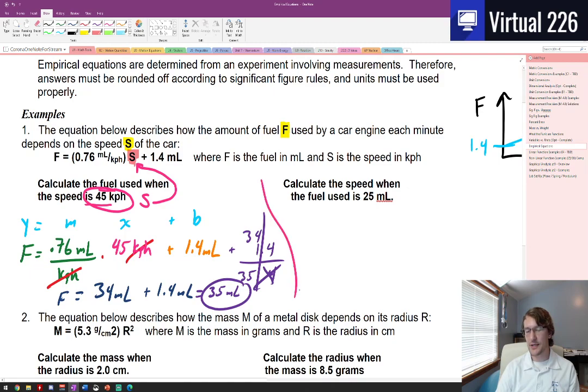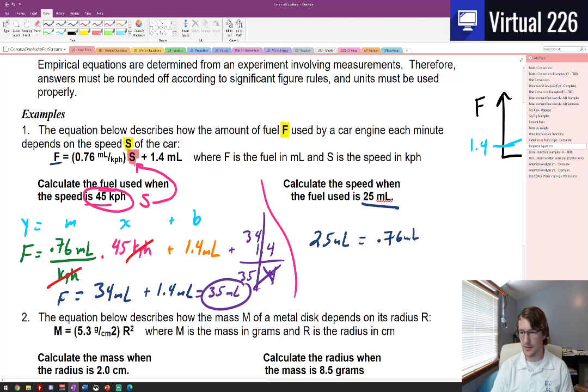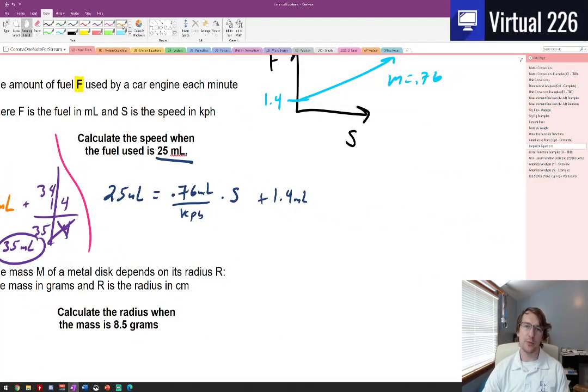If we wanted to do this backwards, okay, if we wanted to figure out the speed when we know how much fuel is used, it's a very similar thing. We still use the same equation, f equals 0.76 s plus 1.4, but now we know the fuel and we're looking for the speed. So now this fuel amount here will go in for f. 25 milliliters equals 0.76 milliliters per kph times s plus 1.4 milliliters. At this point, you now just have to perform a little bit of algebra for this.